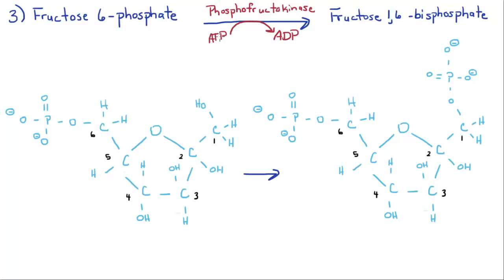Phosphofructokinase is going to take another phosphate group off of an adenosine triphosphate and stick it on the fructose 6-phosphate to produce fructose 1,6-bisphosphate. So unlike fructose 6-phosphate, you can see here, fructose 1,6-bisphosphate has this extra phosphate group sitting on the first carbon of the molecule.